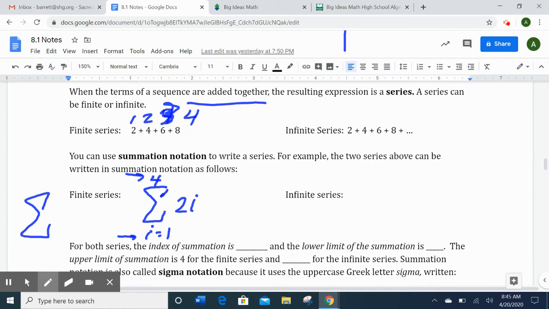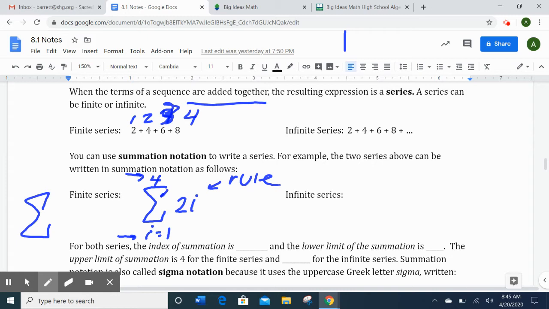So writing the rule. This is the rule right here that goes there. And this is the first term number. So first I'm plugging in a 1. I want the first term to the 4th term. Then the summation means I want to add them all up. The sum means I'm adding them all up.